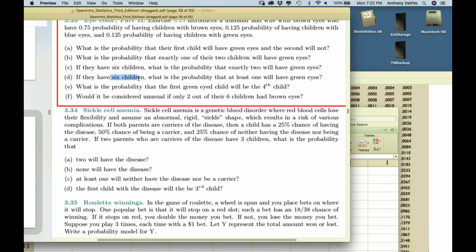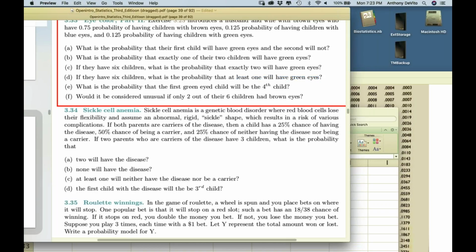They're going to have six children. Trial size is going to be six children, right? Probability at least one will have green eyes. So you can't calculate up, you can only calculate down. So what's the only outcome that isn't counted here?